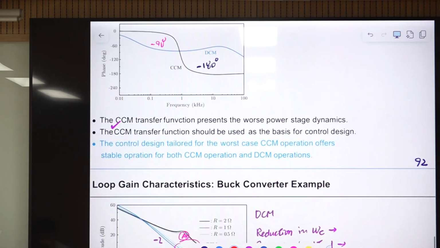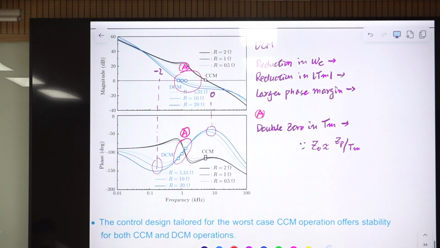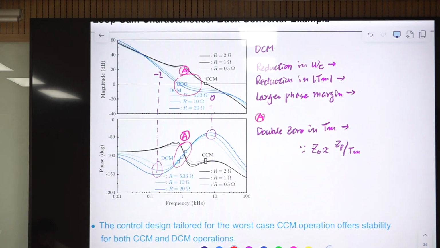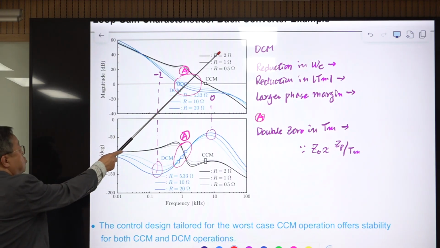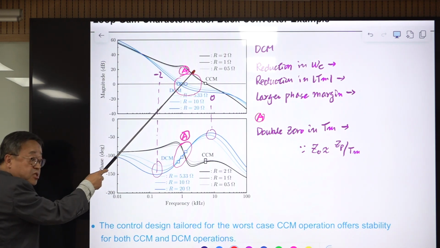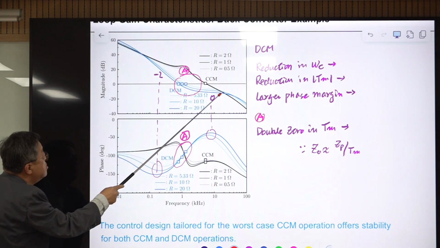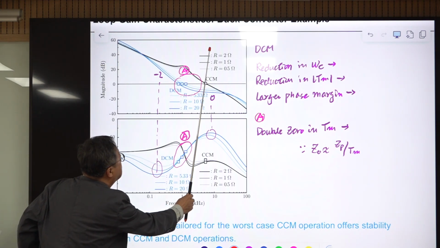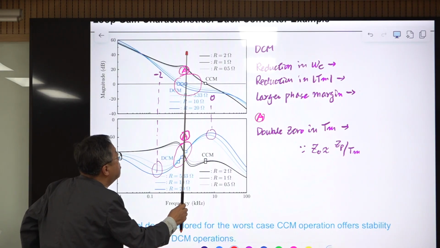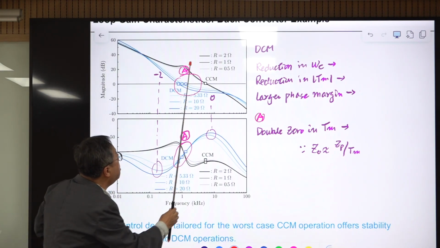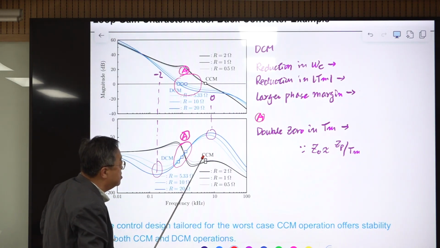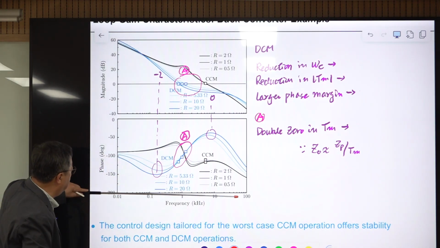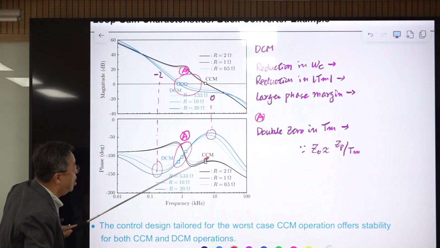Let's take a look at the loop gain characteristics. Okay, compensation is designed. We use the previous compensation designed for the CCM operation. I'm comparing these loop gain characteristics. So R of 2 ohm, 1 ohm, 0.5 ohm, they are all CCM. Okay, so CCM shows this, and the crossover frequency is the same regardless of the change in R values. When the converter is in CCM, they are very similar, and the phase margin is this one, which is more than necessary. Minus 180 is somewhere here, so we have sufficient phase margin.